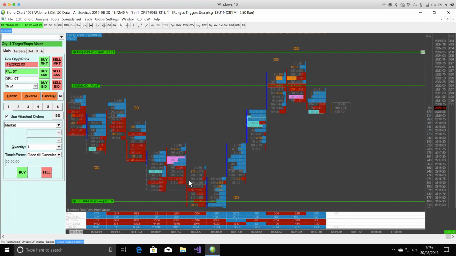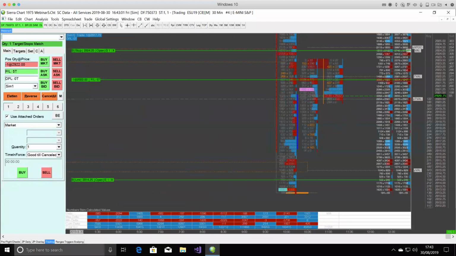What I aim not to do is primarily trade off the fast chart. It's a really good way of getting too much information and over trading. I try to be very strict and think that I need to do my pre-flight checks. I need to trade using, for me, some structural context, which is the 30-minute chart.